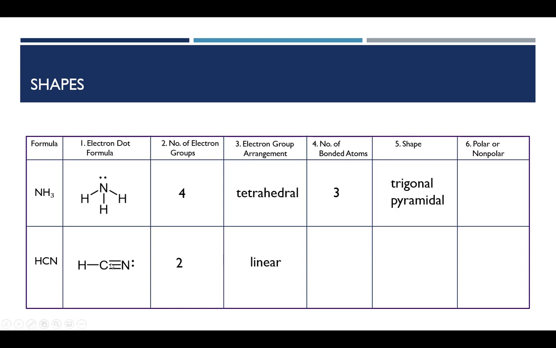How many atoms is carbon bonded to? It's bonded to 2. Doesn't matter that there's a triple bond here. So it's just how many atoms is it bonded to? 2. And so when an atom is bonded to 2 other atoms and that central atom has no lone pairs, that's called the linear shape.